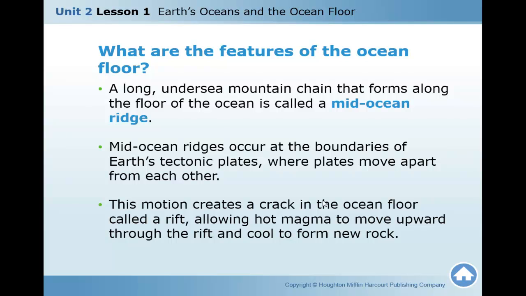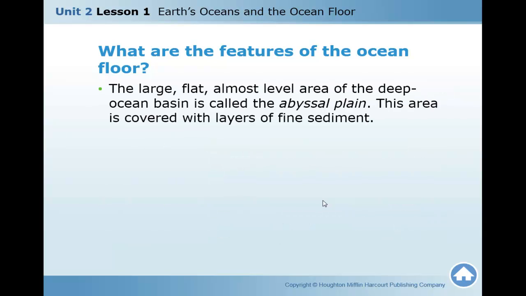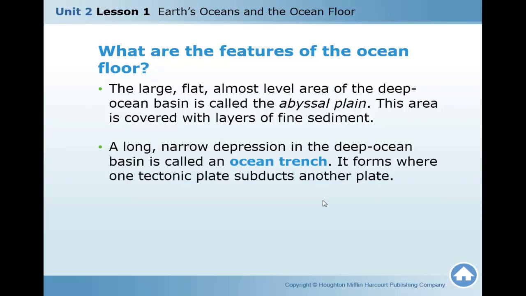So this movement inside the water sometimes makes a volcano. It helps the magma go outside the earth, moving upward through the rift and cooling to form new rock. The large, flat, almost level area of the deep ocean basin is called an abyssal plain. This area is covered with layers of fine sediment.